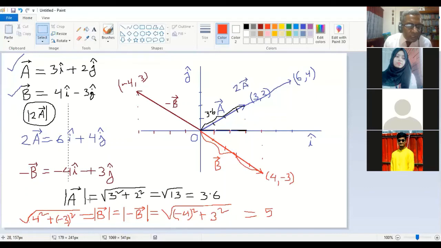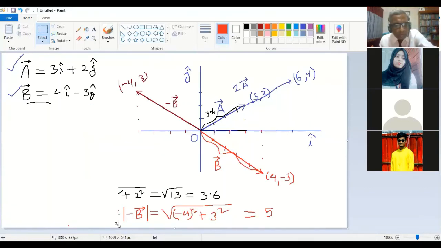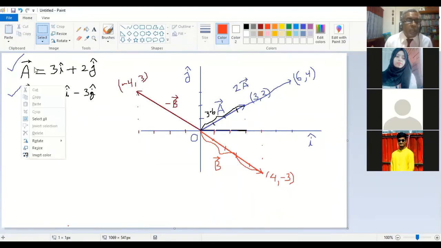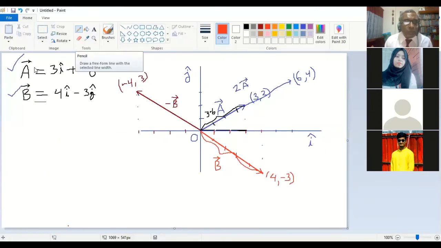Before that, let me clear this thing. I'm not erasing the diagram because I want to show you the direction in the diagram also. So let us find out the direction for A. Okay, what will be the direction for A? Direction will be found or represented by angle. So if you think about what is the direction of A, it will be actually an angle.